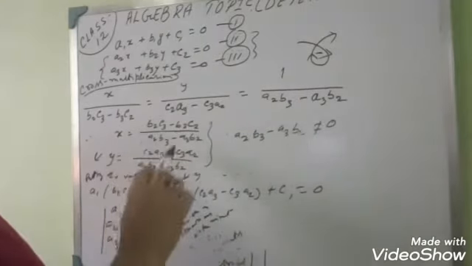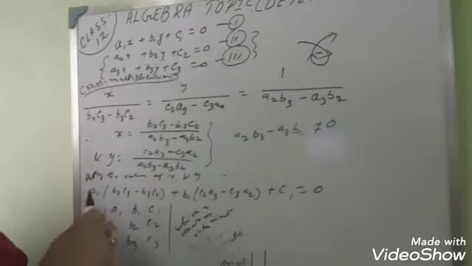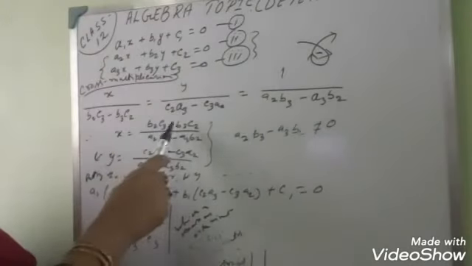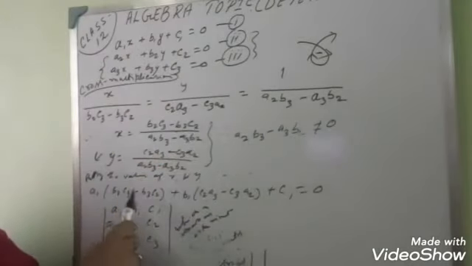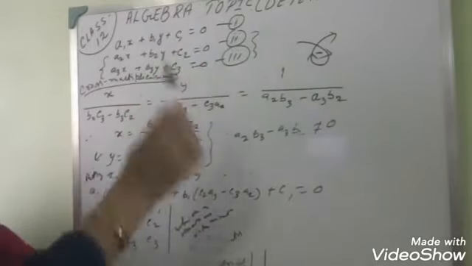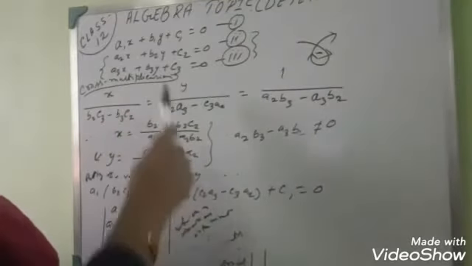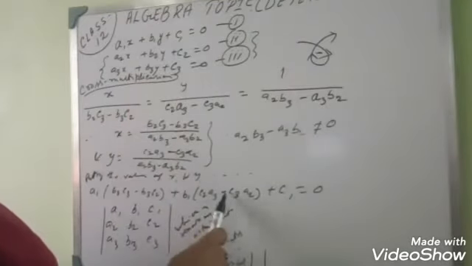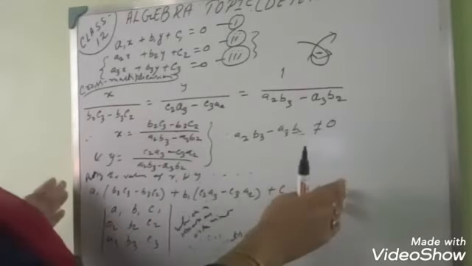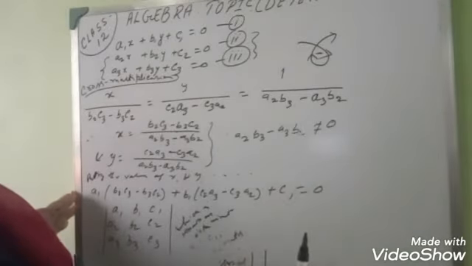Now we have to put the value of x and y in equation number 1. Then a1 into value of x will be what? b2c3 minus b3c2 divided by a2b3 minus a3b2, as the right side is equal to 0, so automatically the denominator part will be 0, plus b1 into y, that is c2a3 minus c3a2, plus c1 equals to 0. Now this is the expansion. This is the expansion for the determinant.